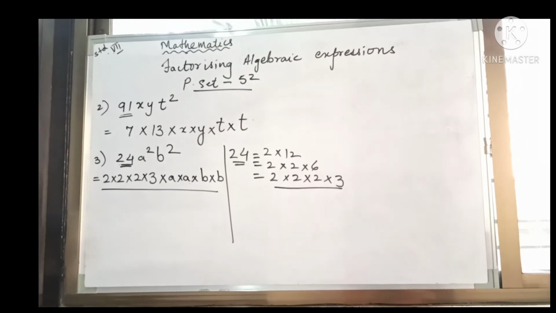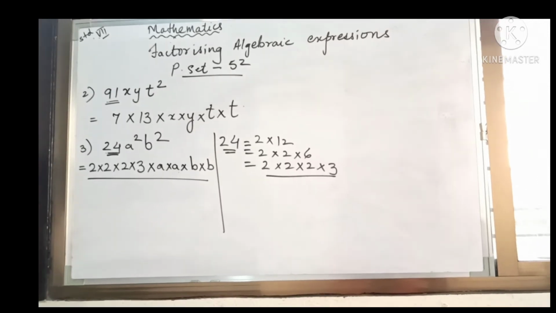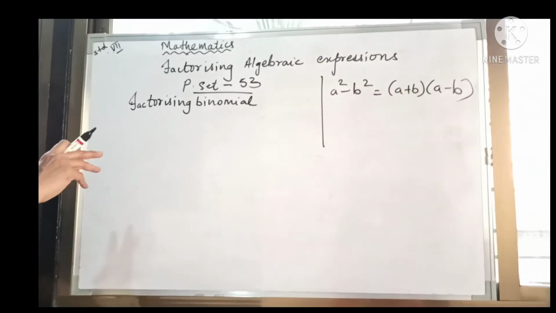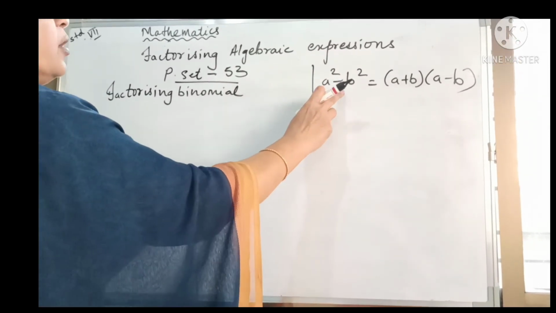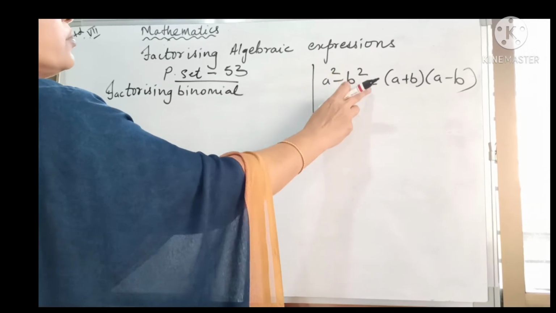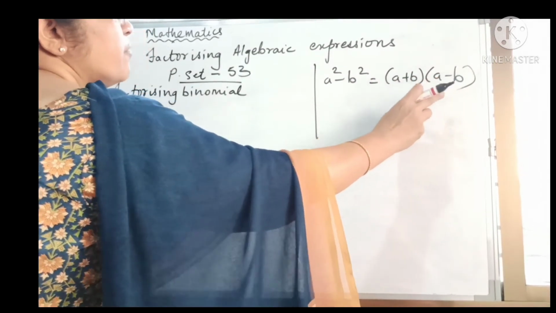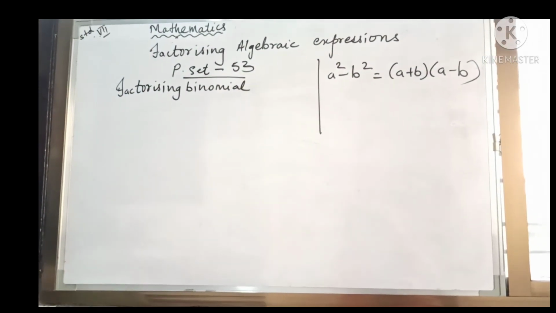Now we will learn how to factorize the binomial. For that you have to keep the formula in mind: a square minus b square is equal to (a plus b) in one bracket, (a minus b) in another bracket. We have learned this in the first part. So we are going to use this formula.